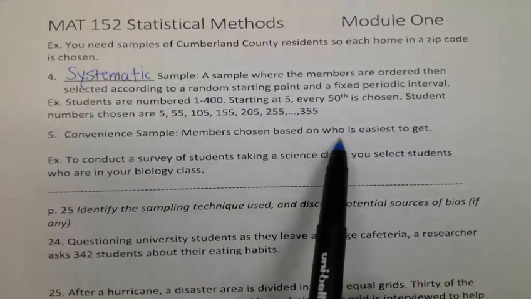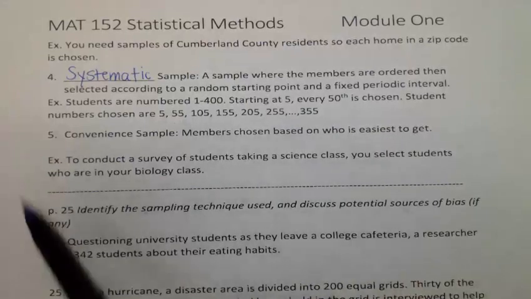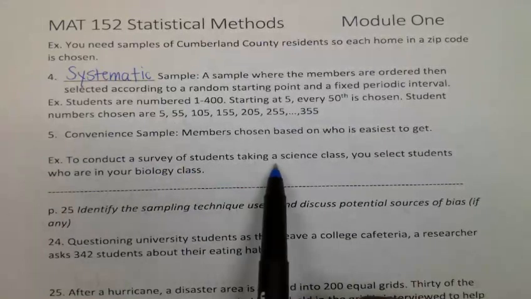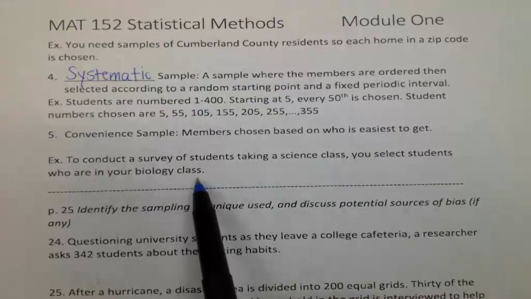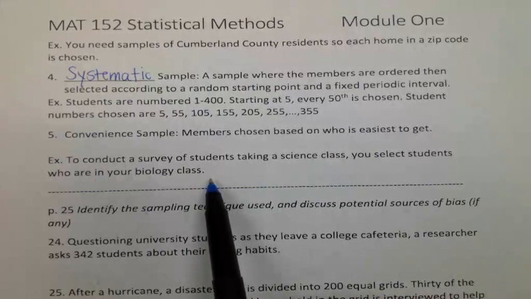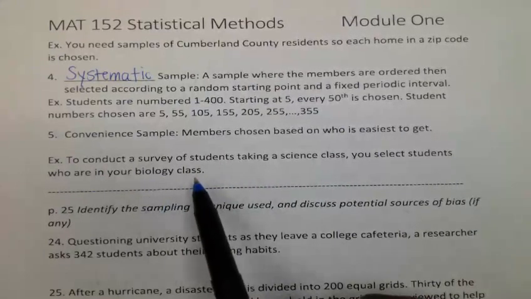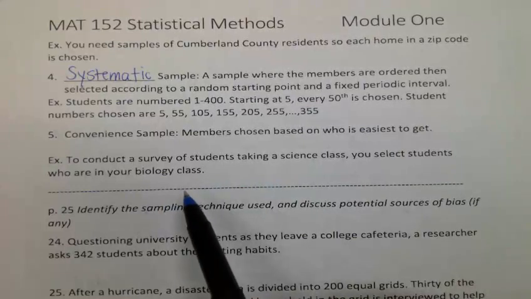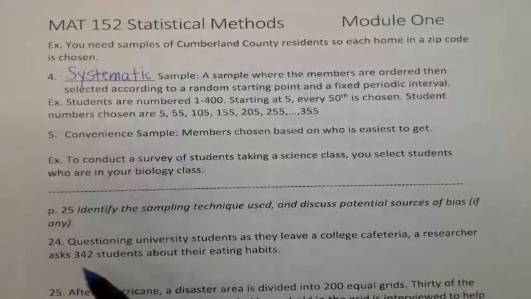Members are chosen based on who is easiest to get to. So if you want to conduct a survey of students taking a science class, you select students who are in your biology class. Well, isn't that convenient? So you're just going to get those students because you know they're in a science class and you need a study showing something with science. So you go to your biology class. Less work, easy peasy. All right.